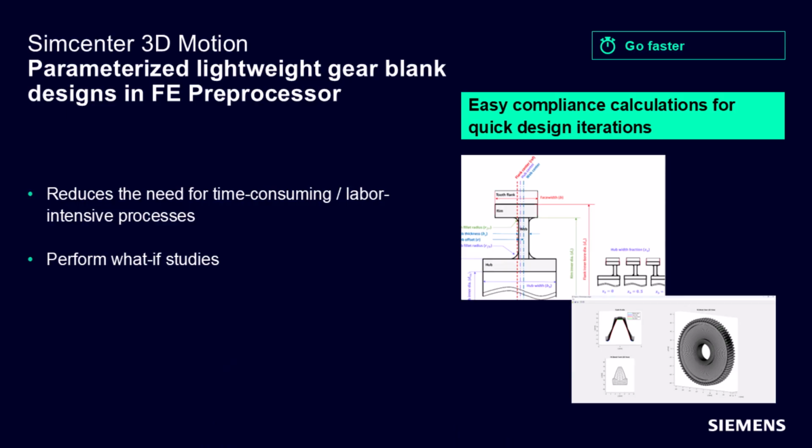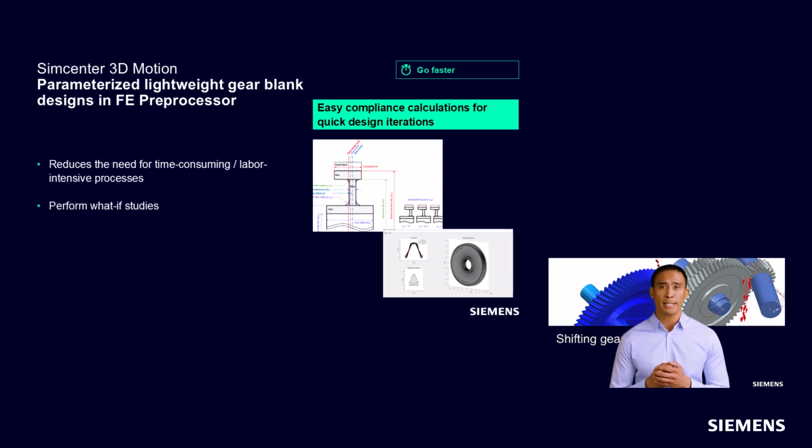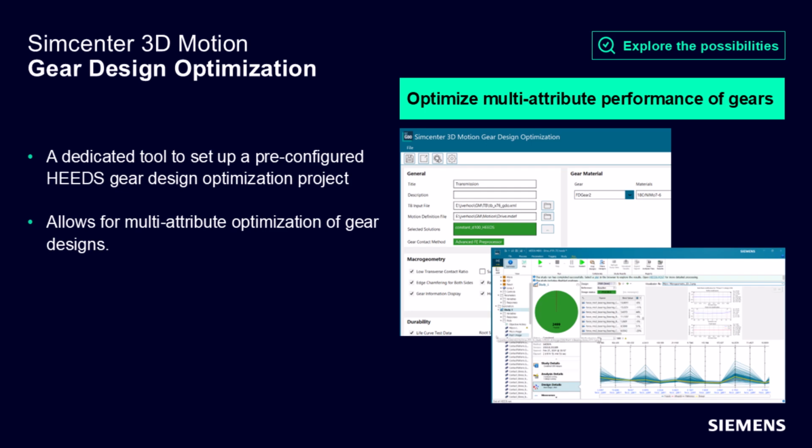To further speed up the gear design process, Simcenter 3D introduces a parameterized approach to quickly evaluate the performance of lightweight gear blank designs. This capability reduces the need for time-consuming and labor-intensive processes, making what-if studies with design iterations viable. For example, you can parameterize the gear blanks for weight and quickly evaluate compliance calculations to find the best design for NVH performance.